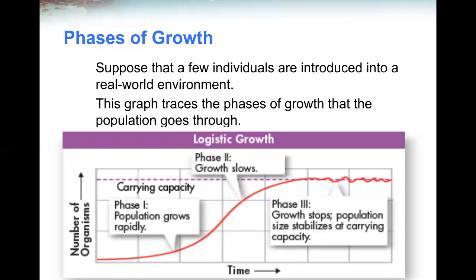Suppose a few individuals are introduced into a real-world environment. This graph traces the phases of growth that the population goes through. Initially low, the population grows rapidly, exponentially, but then it slows and comes up to a carrying capacity and then centers around that carrying capacity.